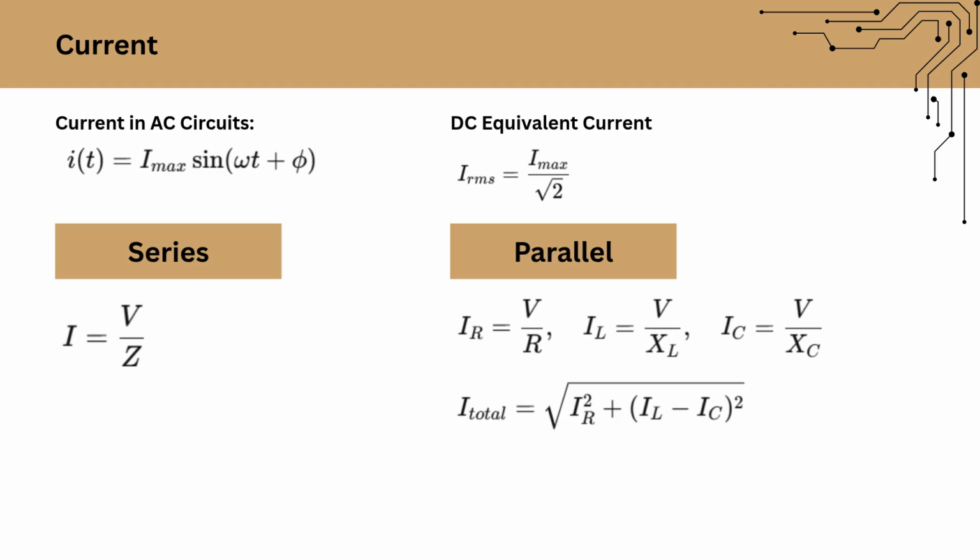The current in an AC circuit is given by the maximum current multiplied by the sine of the angular frequency times time plus the phase angle. The DC equivalent is found by dividing the maximum current by the square root of 2.